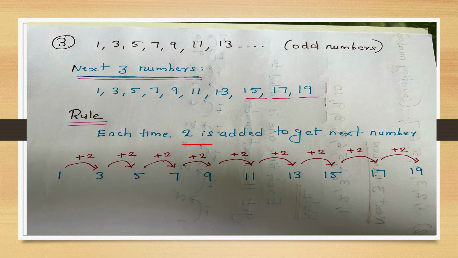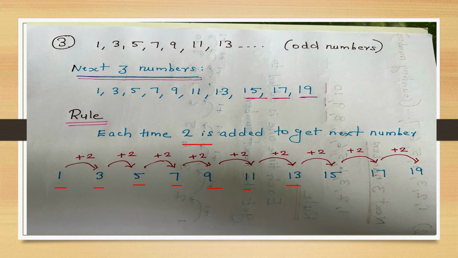See, first number is 1. So, 1 plus 2, 3. Again 2 is added. 3 plus 2, 5. Then 5 plus 2, 7. 7 plus 2, 9. 9 plus 2, 11. 11 plus 2, 13. So, up to 13 is given in the question.